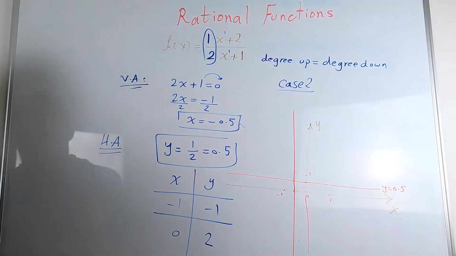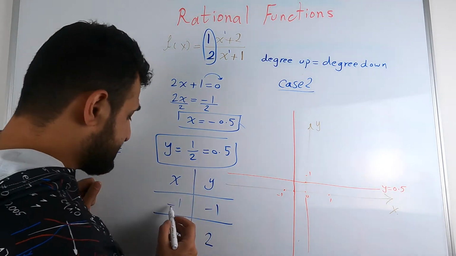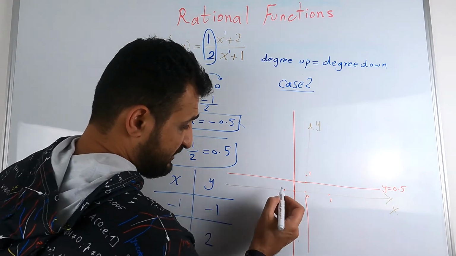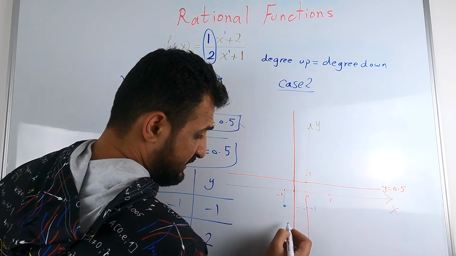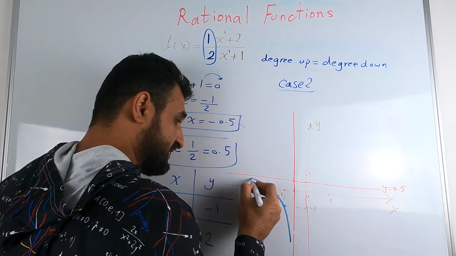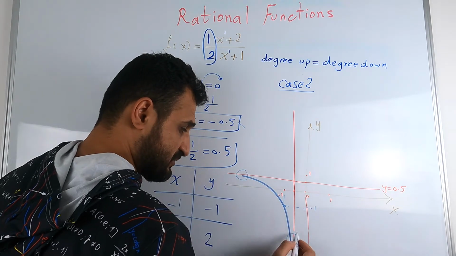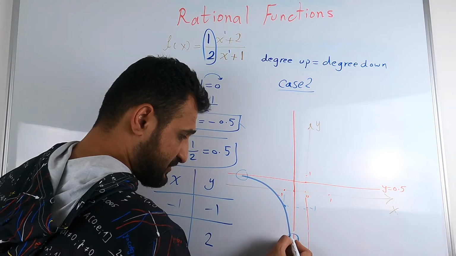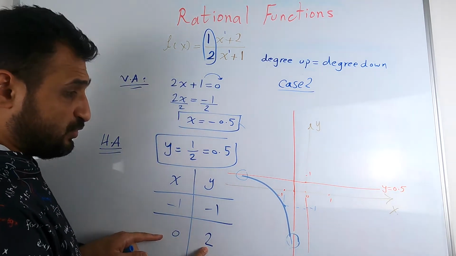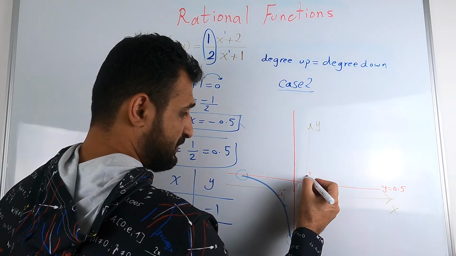Now the helping points will tell me. When x is negative 1, y is negative 1. X is negative 1, y is negative 1 here. That means my graph is in this side. It's very close to these two asymptotes. Be careful, don't draw it parallel. It should be closer and closer. x 0, y 2, to here.